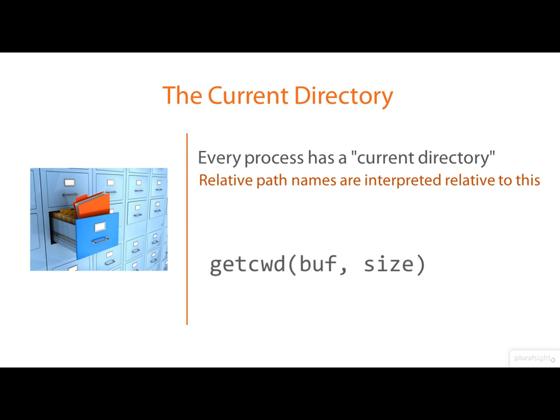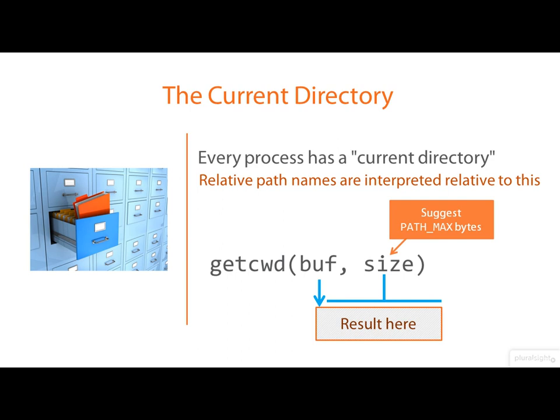At the system call level, getCWD will tell you what your current directory is. The first parameter points to a buffer where the results will be returned, the path name of the current directory. The second parameter is the size of this buffer. You're responsible for allocating this buffer, by the way. How big should it be? Well, there is a symbolic constant called PATH_MAX that specifies the maximum size of a path name, and this would be a good size for the buffer.